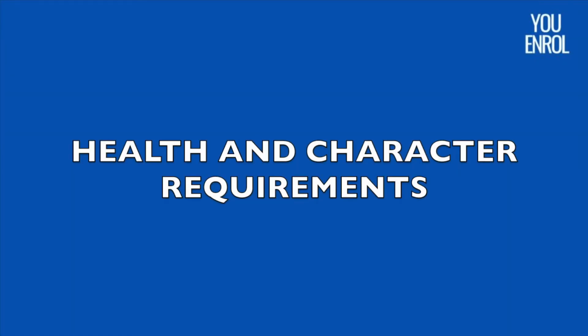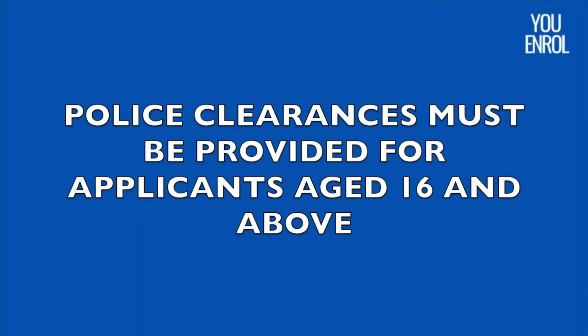Health and character. You must meet the public interest criteria for your student visa application to be approved for the grant. These include health and character requirements, which apply to you as a primary applicant and also to any accompanying family members or dependents. As part of this requirement, health examinations for you and all your visa dependents may be required. Also, police clearances must be supplied for all the applicants that are aged 16 years and above.